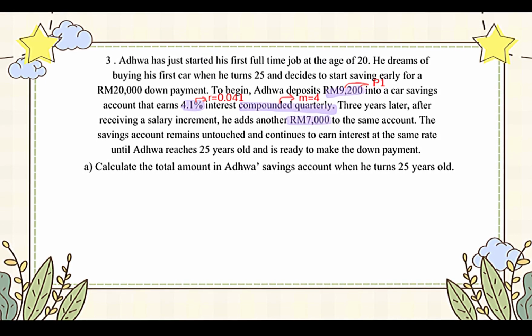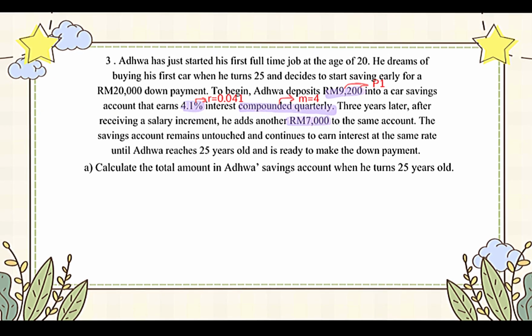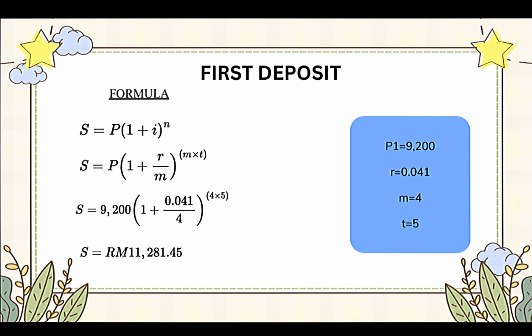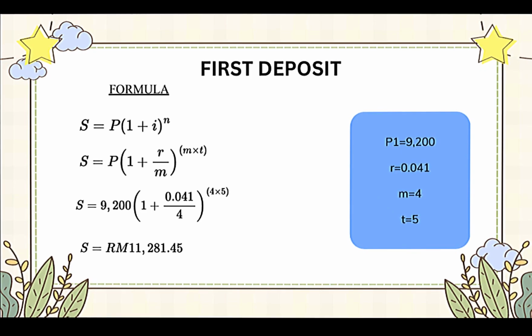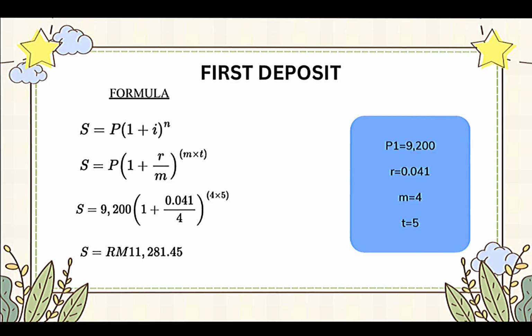And lastly, T equals 5 years, because we know that Adhua made his first deposit at the age of 20 and it remains untouched until he is 25 years old. We substitute them in the formula S equals P(1 plus i) to the power of n to get S equals 11,281 ringgit 45.